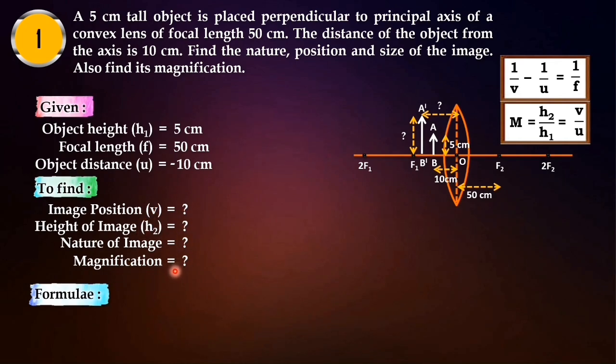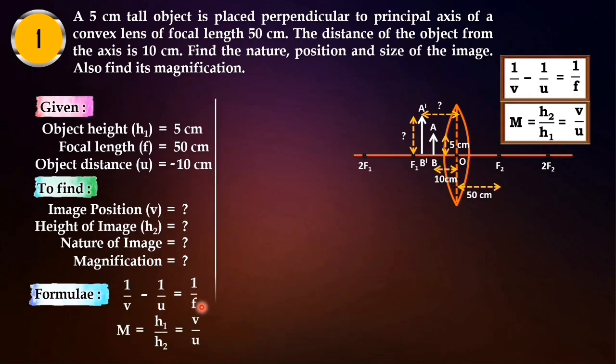So here we will be using the lens formula, that is 1 by v minus 1 by u equal to 1 by f. You all know this, right? And then we will use the magnification formula for finding out the magnification, that is m equal to h1 by h2 equal to v by u. So all you need to know are these two formulae. Alright guys, now let us see the solution.